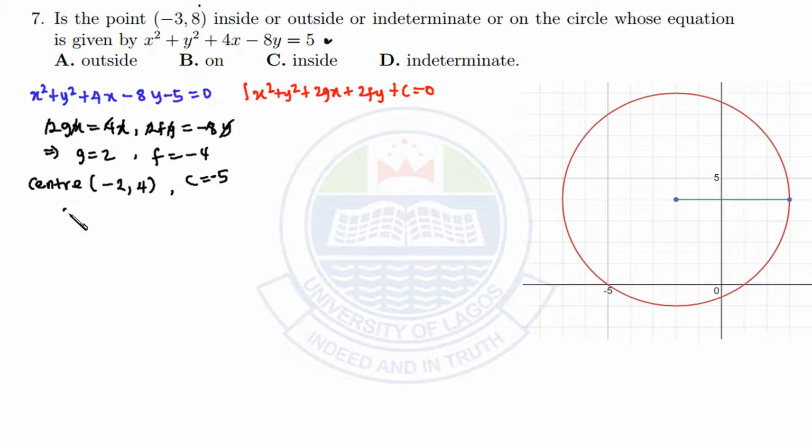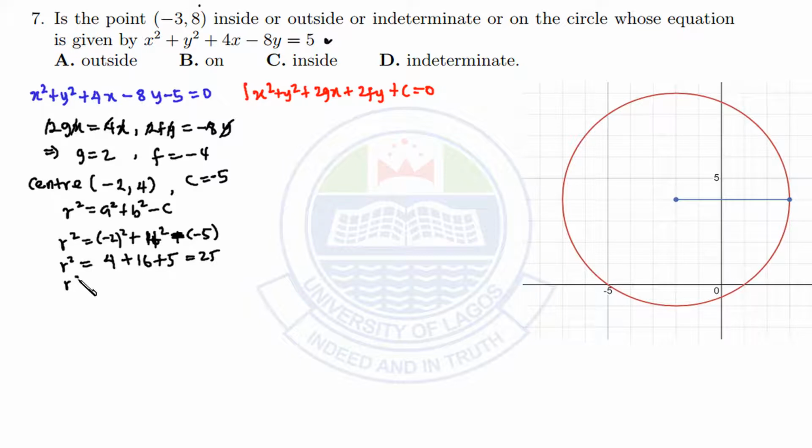And also you will know that your radius formula is given as the square root of a squared plus b squared minus c, and I have my r squared to be equal to, if I square this, I'm going to have minus 2 all square plus my b, which is 4 square, plus 5, so this is minus and then minus 5. If I simplify this, I'm going to have 4 plus 16 then plus 5, which will give me 25. So I have my r squared to be 25. If I take the square root of both sides, I'm going to have r equals 5. So I have my radius to be 5.